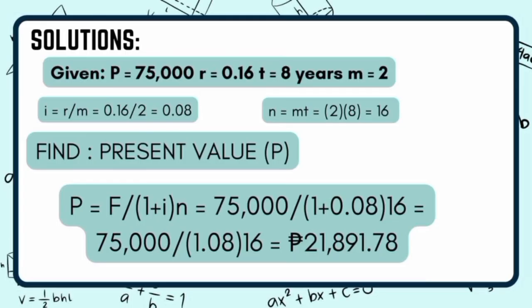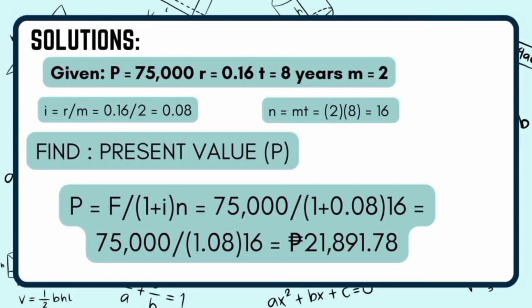So we're going to find present value. Ug mao na siya atong formula nga gigamit. P equals F over open parenthesis 1 plus I close parenthesis raised to n. Ug ato ang gi-substitute ang given sa formula. 75,000 over open parenthesis 1 plus 0.08 close parenthesis raised to 16.